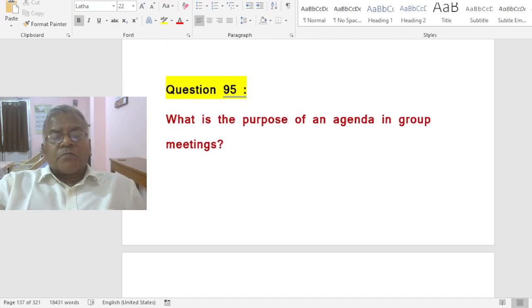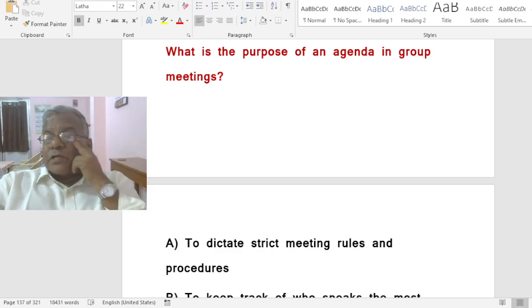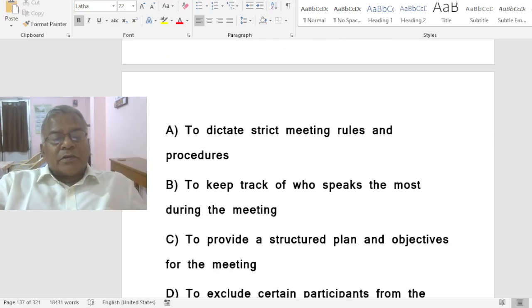Next one, what is the purpose of an agenda in group meeting? We give the time schedule, everything, that is agenda. Just choose any one of the 4 options.